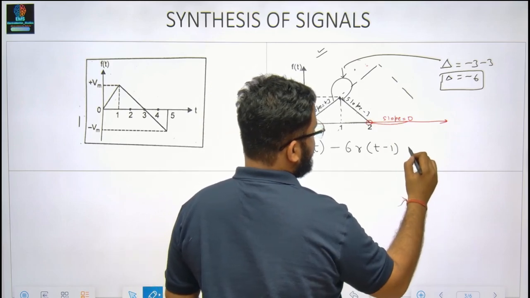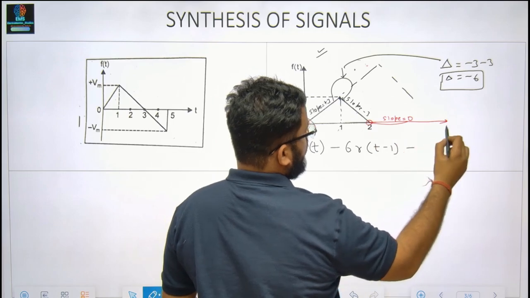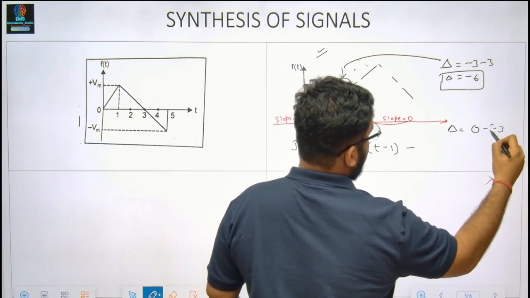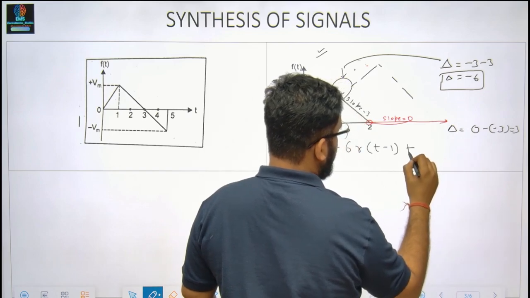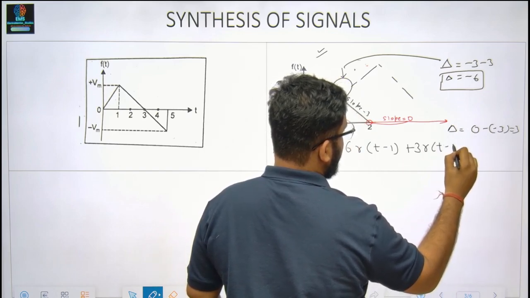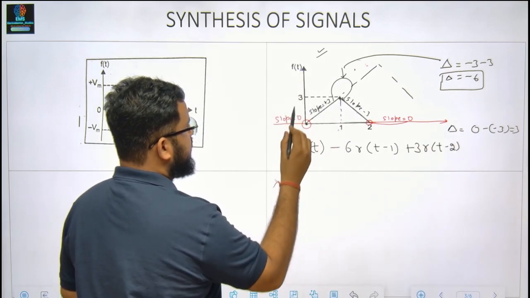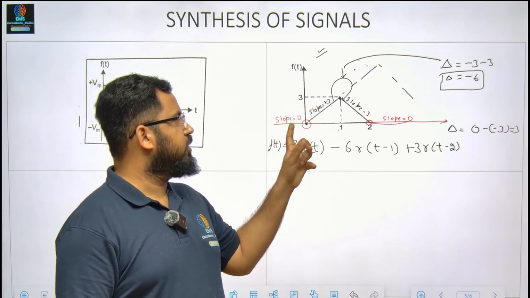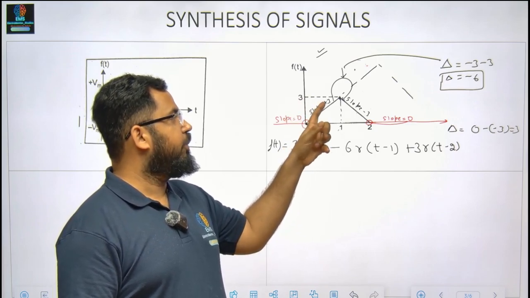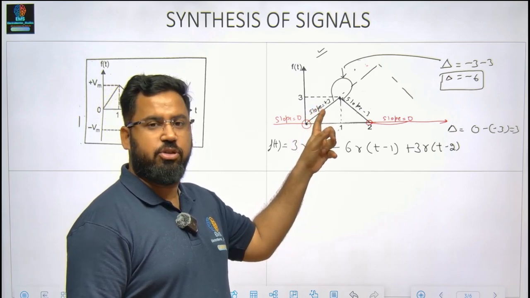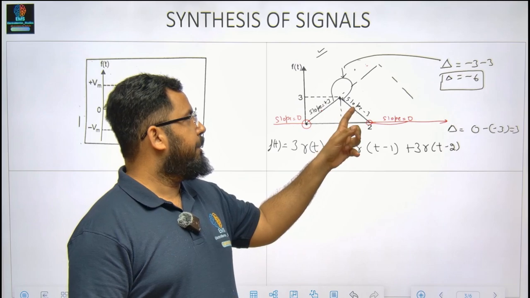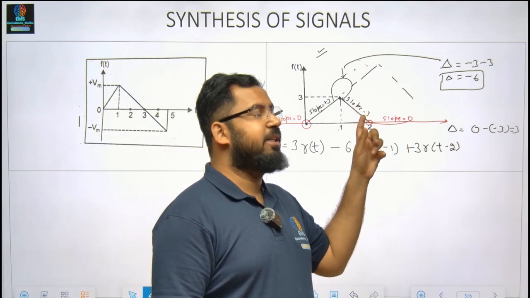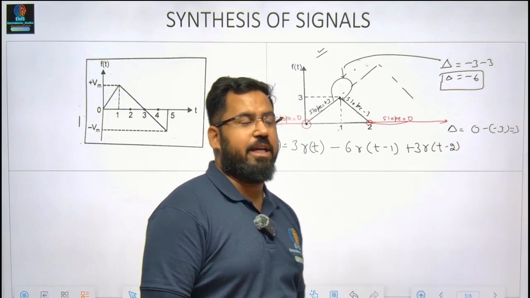Similarly, moving to point 2, at this point, again I'll calculate the delta. My final slope is 0. Initial slope was -3. Minus of -3 will give me 3. So it will be +3 r of t minus 2. This is this waveform f of t. See clearly? Change of slope, 0 minus +3 is 3 at the start. -3 minus +3 is -6. 0 minus of -3 is 3. So I've written all the changes.